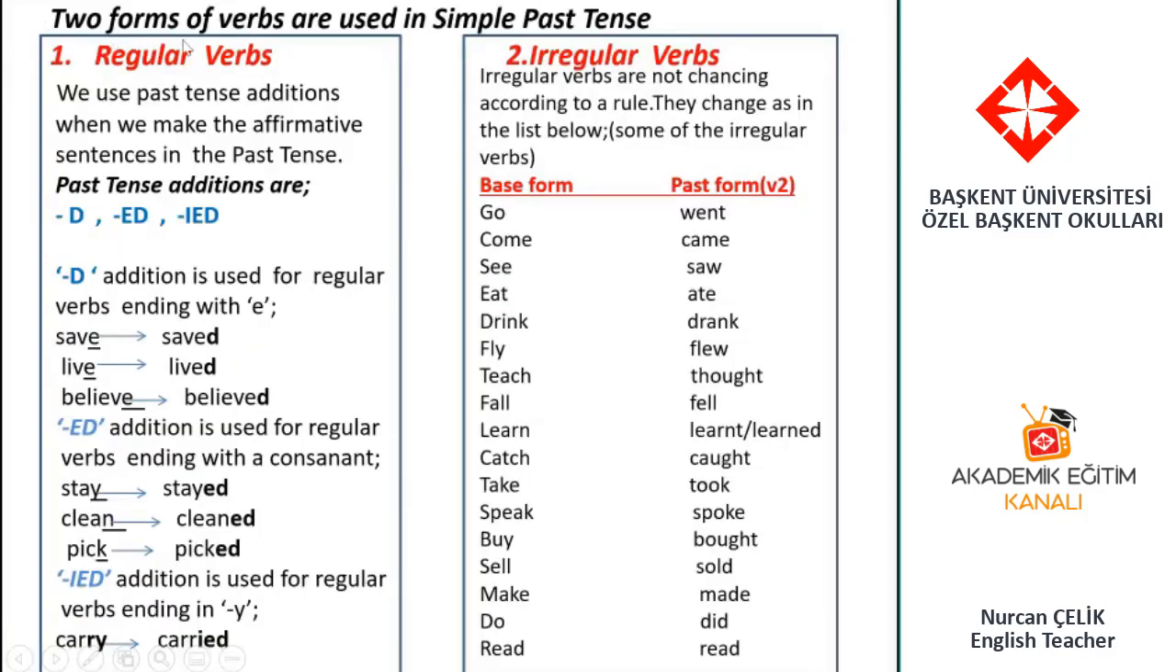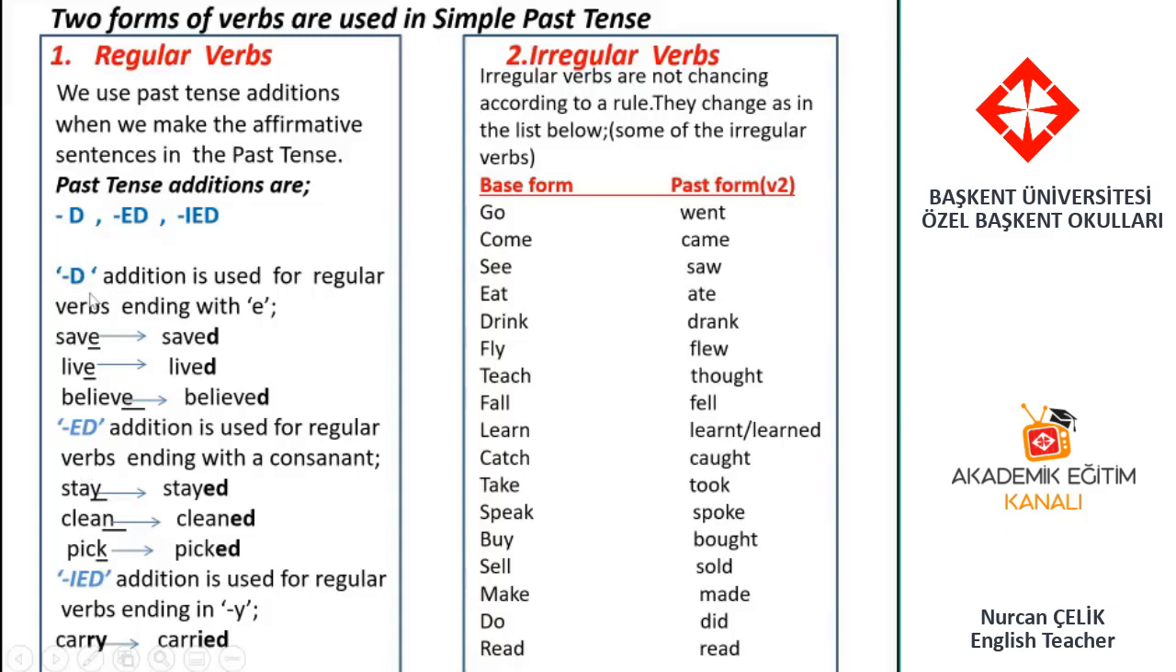We have got two forms of the verbs which are used in simple past tense. These are regular verbs and irregular verbs. Regular verbs are used with past tense additions. These additions in past tense are d, ed in general, but we also use ied. Let's see how we use the additions.